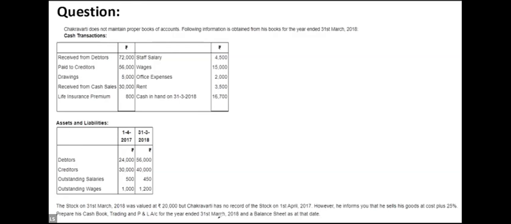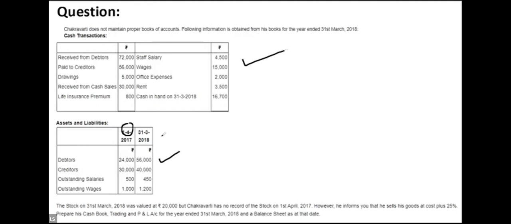So we have the information regarding the transactions that have taken place during the year 2018 in cash. This statement is basically giving you the details about the cash transactions that have taken place in the entity. And other than this, the proprietor is providing us a little detail about the assets and liabilities that he holds at the beginning of the year and at the end of the year.